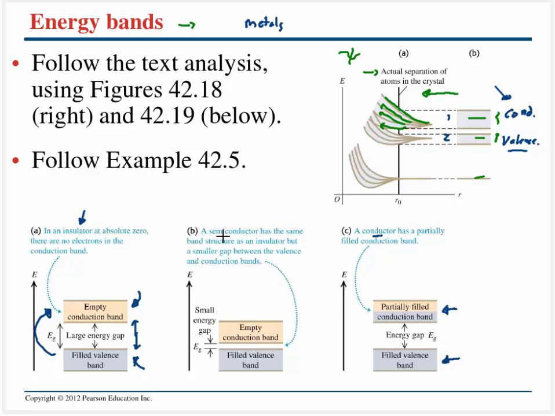Now, we have a creature that's sometimes a conductor and sometimes an insulator, and that's called a semiconductor. A semiconductor looks a lot like an insulator. It's going to have an empty conduction band right on top and the filled valence band right down there. However, take a look at this energy gap right here. It's much, much smaller than an insulator.